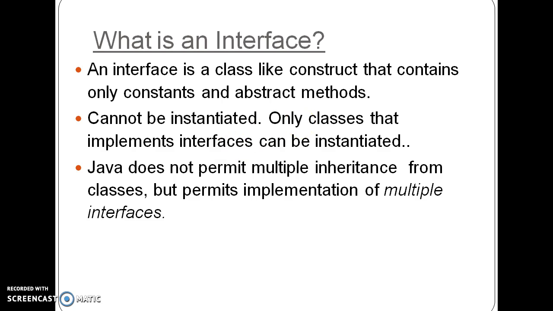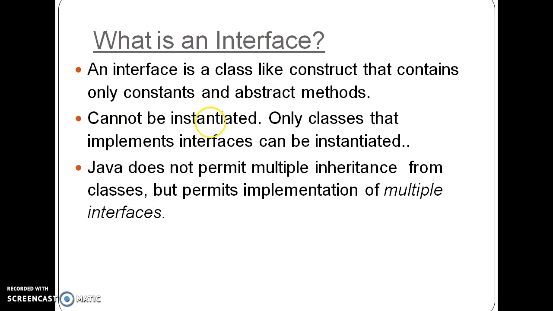So what is an abstract method? Abstract methods are those methods which do not have a body, or we can say they don't have an implementation. They only contain a signature, or we can also say they contain only method prototypes. If we are creating an interface, we cannot create an object of that interface. Only classes that implement the interface can be instantiated.